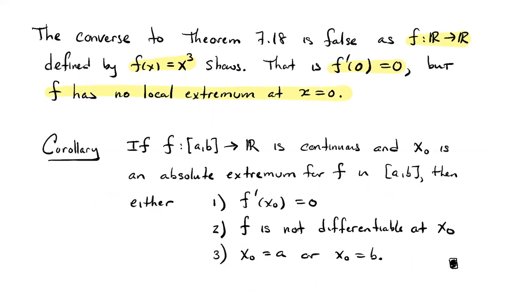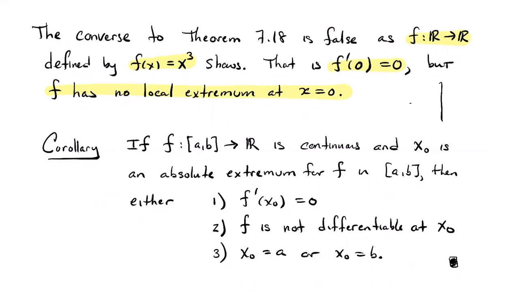If I make a little hand sketch of the cubing function here, a crude graph, I can see that the derivative is zero there, but in any neighborhood of the origin, f of zero is neither a minimum nor a maximum. Okay, so it's not a characterization of local extrema. It just gives you a place to look for them.